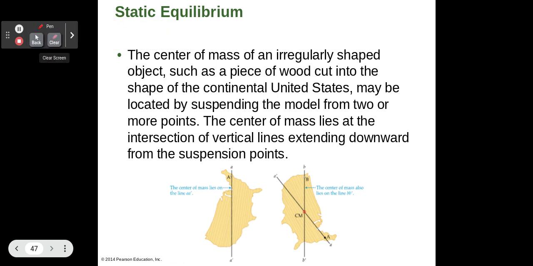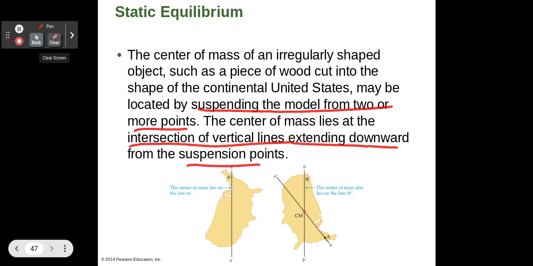Take the center of mass of an irregular shaped object, such as a piece of wood cut in the shape of the United States. You see that shape. That's an irregular shape. It's not like a pendulum bob or a plumb bob. It's not a sphere. It's a weird shape. We can locate its center of mass when we suspend it from two or more points. The center of mass is going to be at the intersection of the vertical lines extending downward from those suspension points.